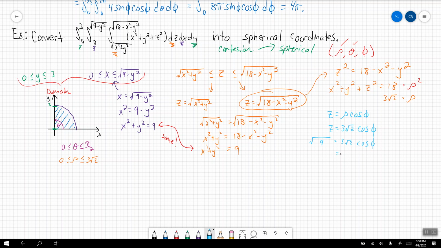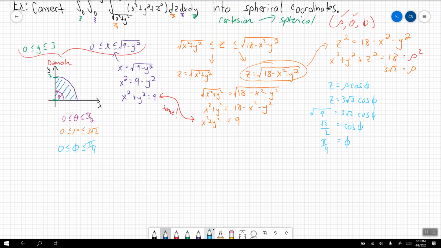Cosine phi, which means that cosine of phi is just going to be root 2 over 2, which means we're going to be looking at 45 degrees. So phi is 45 degrees at its largest, but at its smallest, it's all the way at the top at the z-axis, so that means it's going to be 0. So from 0 up to pi fourths, that's my phi.